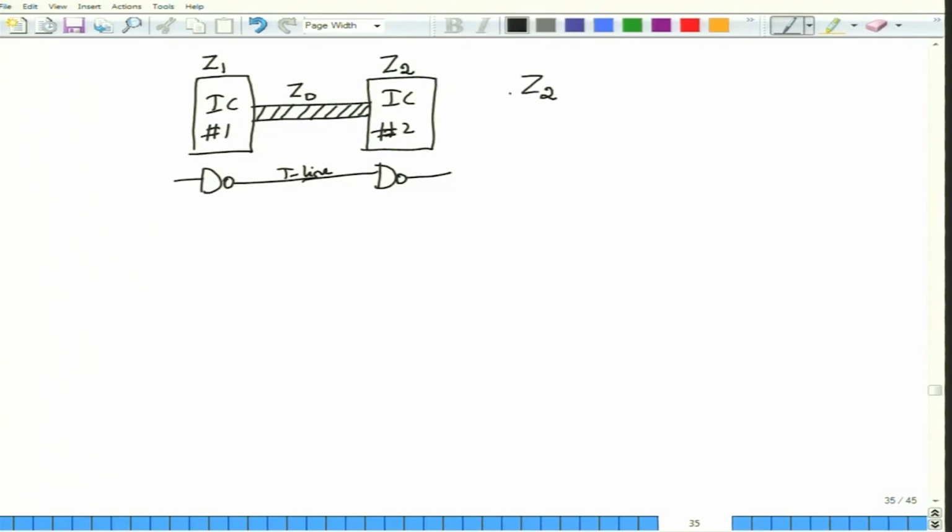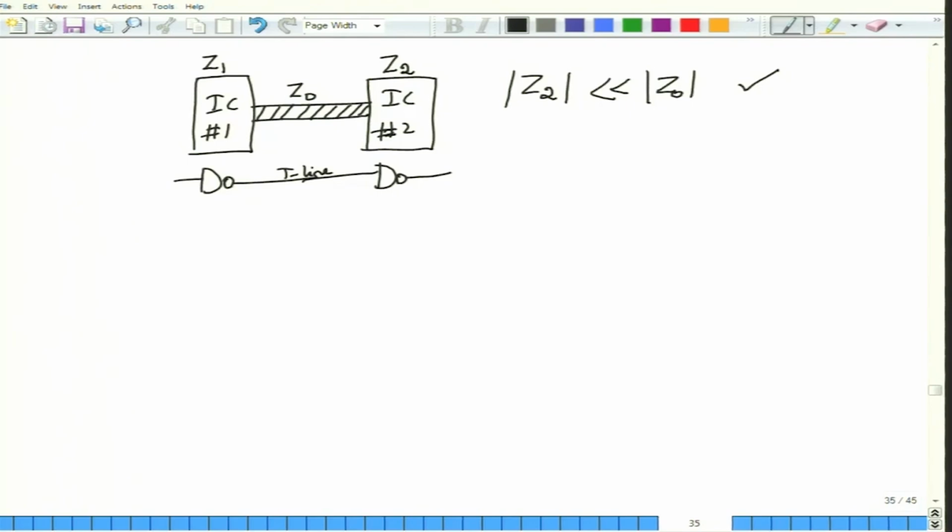In one case, the magnitude of Z2 is much smaller than the magnitude of Z0. In other words, the impedance of the transmission line is much higher than the load to which it is connected. The load impedance for the transmission line is the input impedance of IC2. Okay. So, let us consider this case. I will leave the other case for you to worry about.